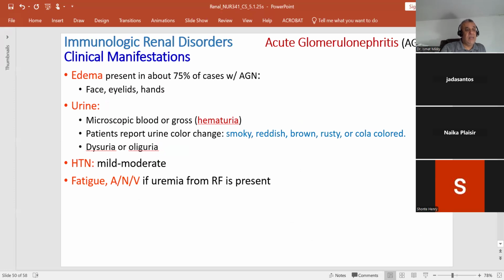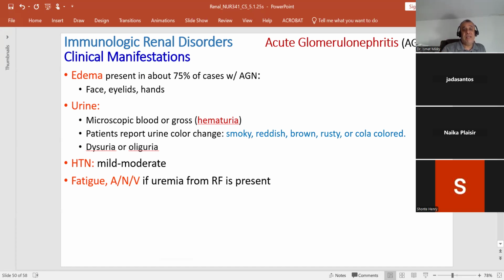So here we talk about edema present in about 75% of cases with AGN, especially facial or eyelid or the hands. The urine, hematuria, especially microscopic, or sometimes we can see the blood. That's gross hematuria. Microscopic, we don't usually see it, so we have to send the urine to the lab, and that's when we find out about the microscopic. But the gross hematuria, we can visually see it.